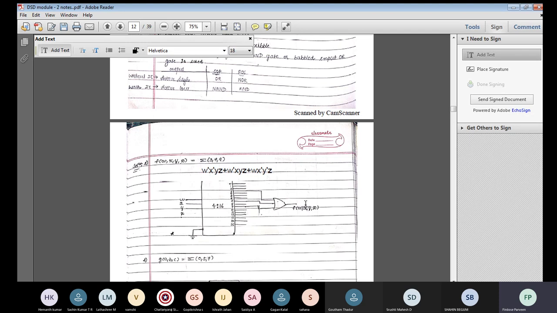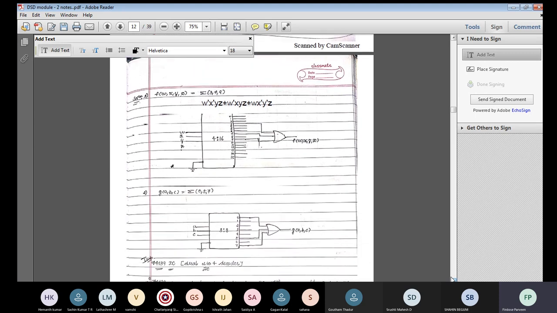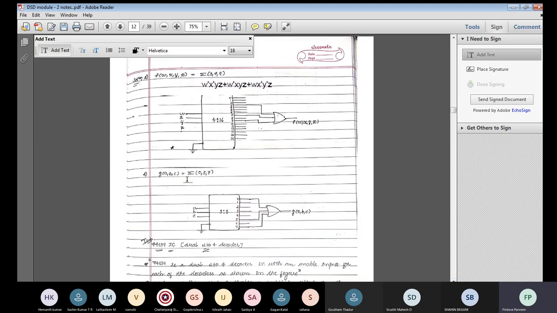Okay. So now, in the same way, G of A, B, C is equal to summation 0, 5, 7. So as in the question they have told, it is active low enable. So active low means you have to put a bubble and you have to ground it. Why are we grounding? This decoder will be active only when it is 0, only when it is low. And active high output means it does not have any bubble at the output side. Active low means there is a bubble. Active high means it is without bubble.